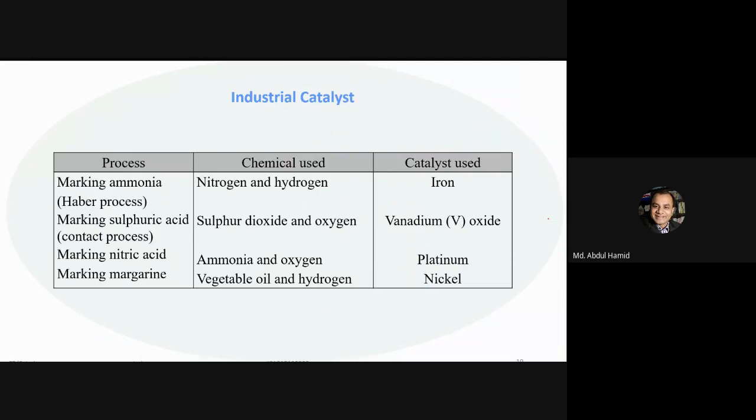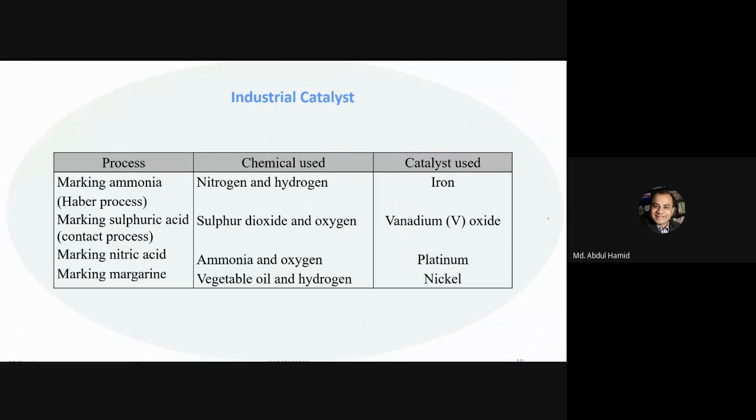Making nitric acid, we use platinum. Similarly, making margarine, you have studied in the alkene chapter. You make vegetable oil into margarine. This is the addition reaction, right? Nickel is the catalyst. Nickel is a transition metal.